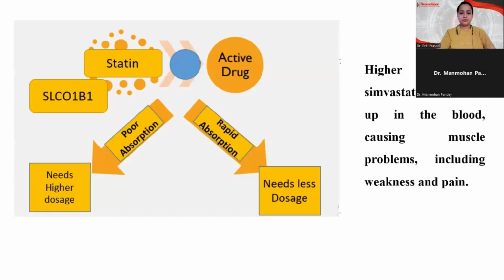Next slide, please. Now if there is poor absorption, we need higher doses, and if rapid absorption is there, we need less doses. So this is the criteria for pharmacogenomics. In case of higher doses, simvastatin can build up in the blood, causing muscle problems, including weakness and pain. Next, please.